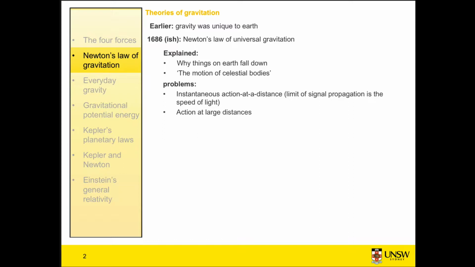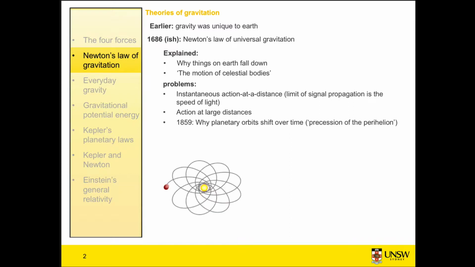There was also the problem of how it actually acted at such large distances. And then in 1859, some 200 years after Newton developed his law, new observations allowed astronomers to see that planetary orbits shifted over time. This is termed the precession of the perihelion. What that means is the planet doesn't follow exactly the same path in every orbit around the sun. That path shifts very slightly on each orbit, and it means that over time, the planet's orbits trace out a pattern as you see on the screen, something like a flower. And Newton's laws didn't allow for that.